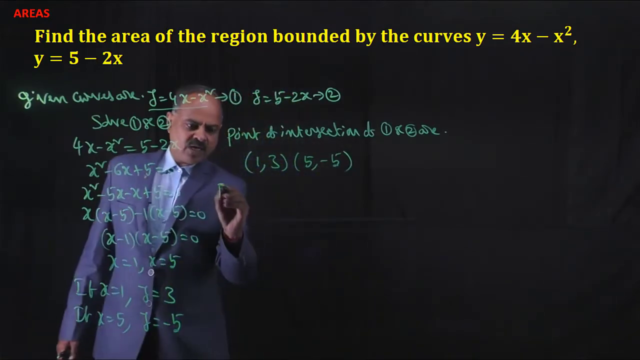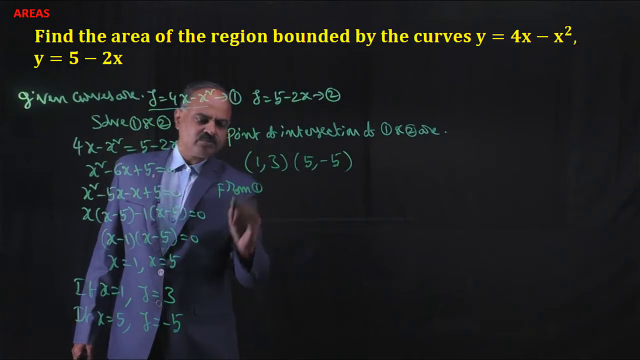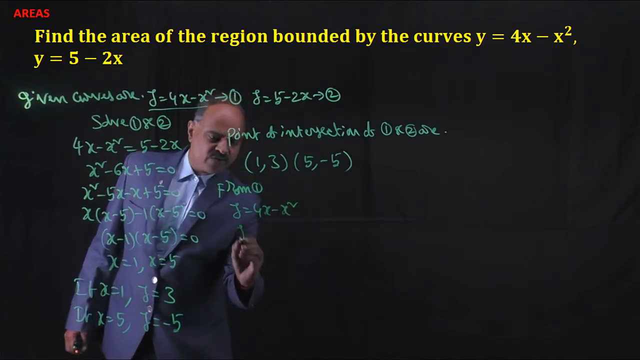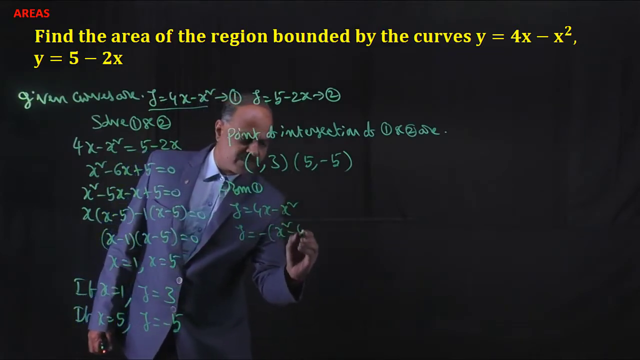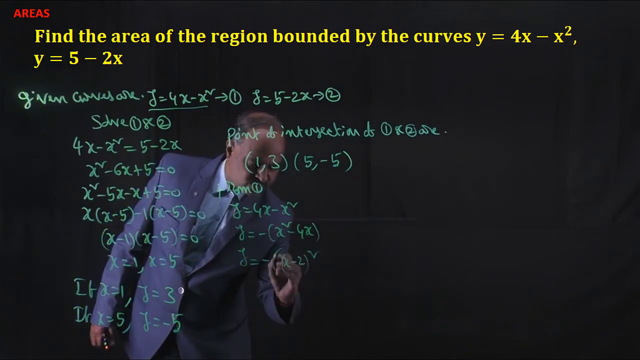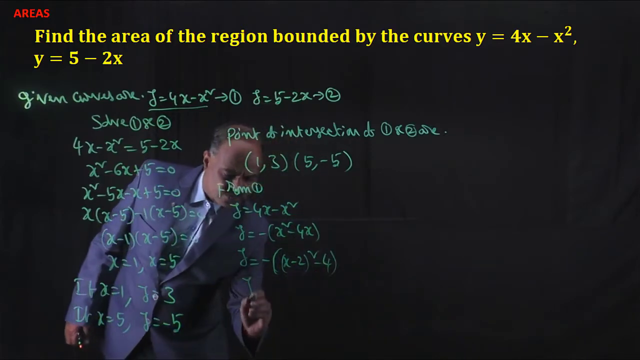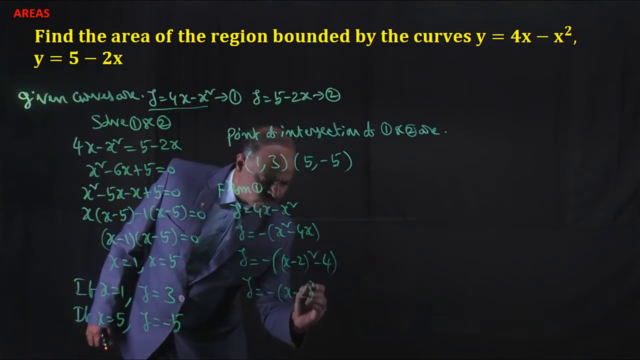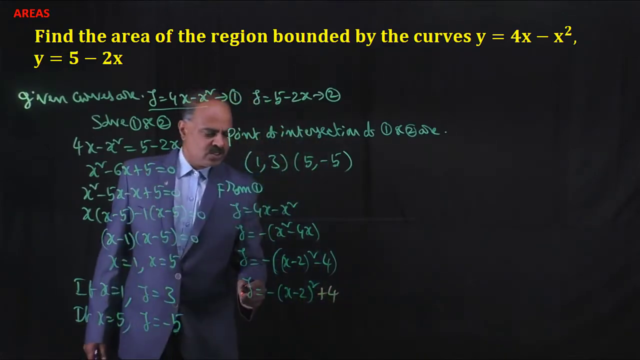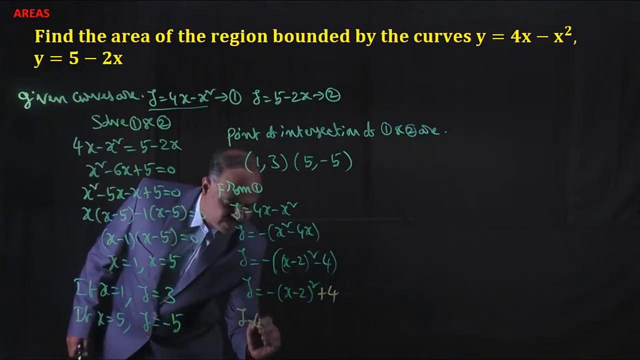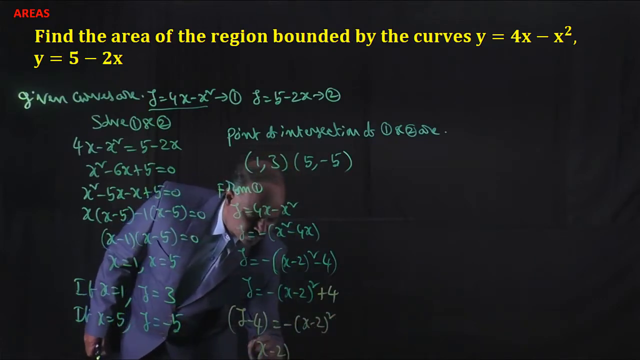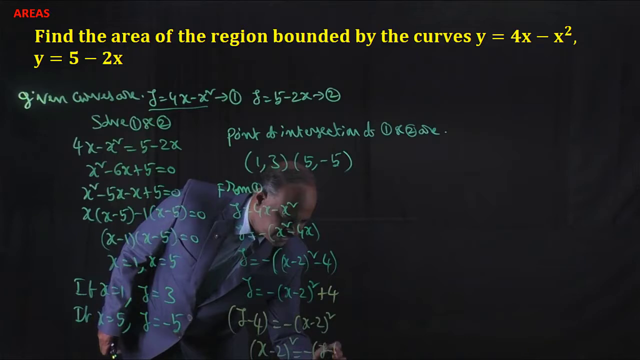From equation number 1, y is equal to 4x minus x square. So y equal to minus of x square minus 4x. So y equal to minus of x minus 2 whole square minus 4. So y equal to minus of x minus 2 whole square plus 4. Therefore y minus 4 equal to minus of x minus 2 whole square. x minus 2 whole square equal to minus of y minus 4.